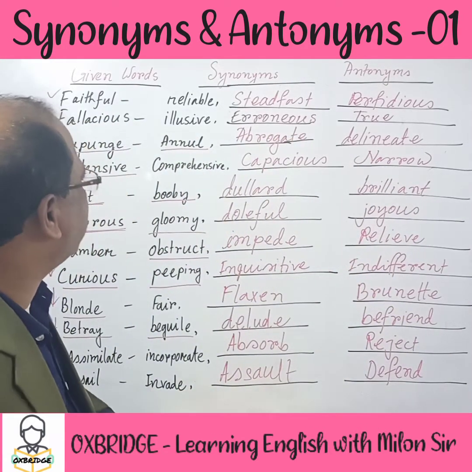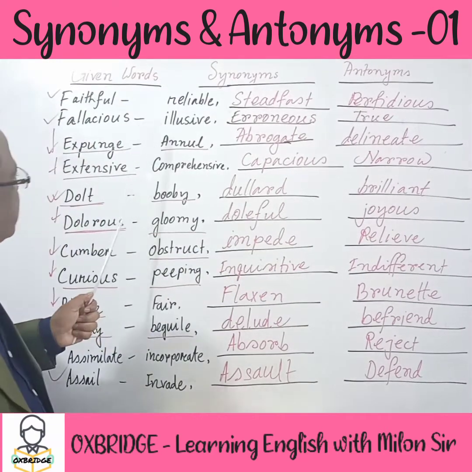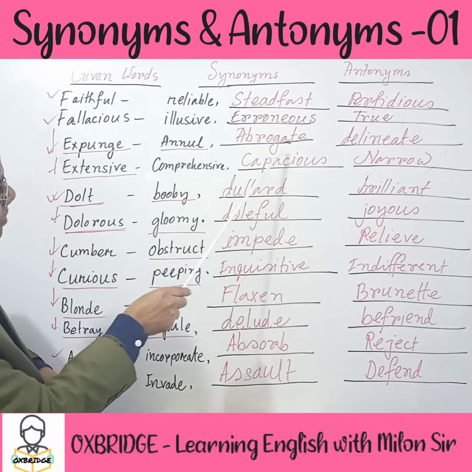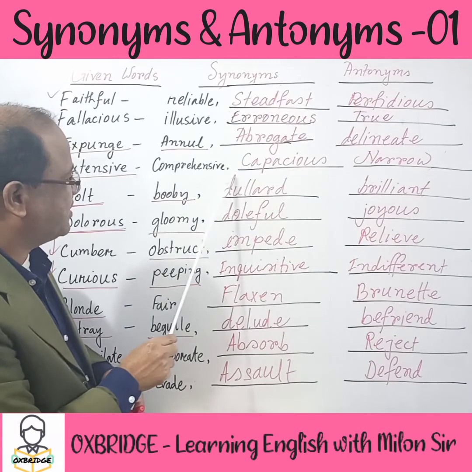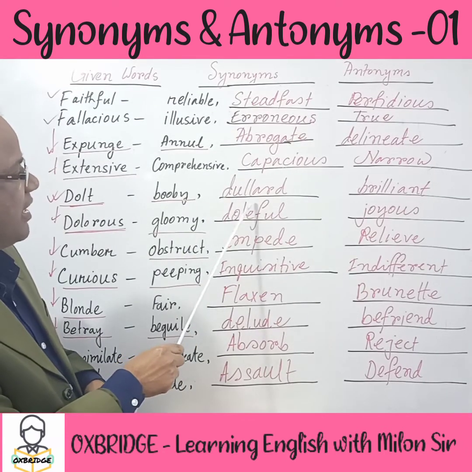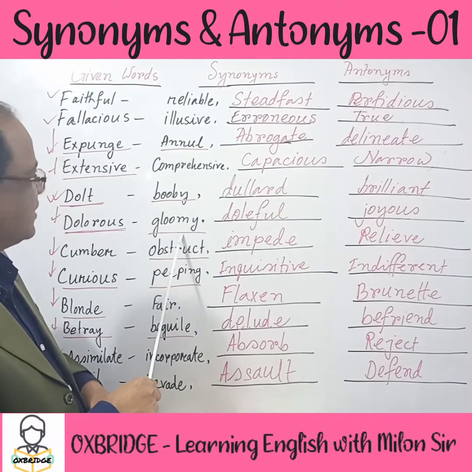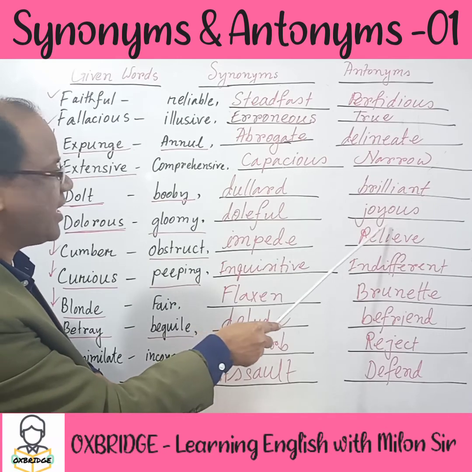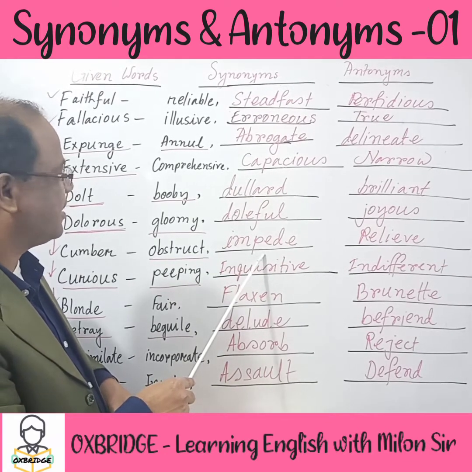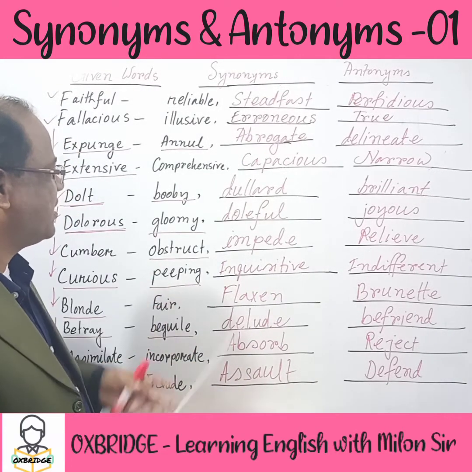Dear guys, now let's have a look at a glance on the board. Faithful, reliable, steadfast, perfidious, fallacious, elusive, true, expanse, annul, abrogate, delineate, extensive, comprehensive, capacious, narrow, dullard, brilliant, dolorous, gloomy, doleful. Then the antonym is joyous, something pleasant. Abstract, impede, then relief, or you can also write confine.